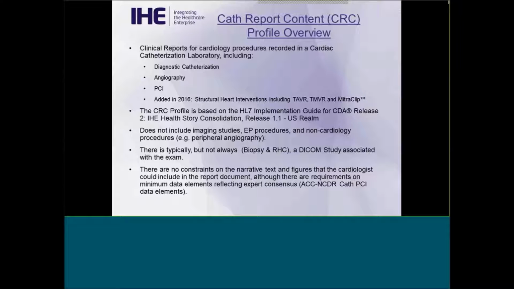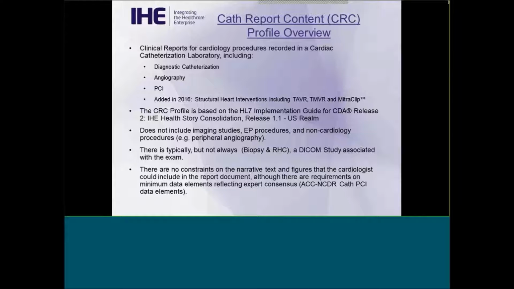Good morning. So the cath report content is for cath procedures: diagnostic, angiographic, percutaneous coronary interventions, and added during the last 2-year cycle has been the structured heart interventions for both aortic and mitral valve replacements as well as the MitraClip.